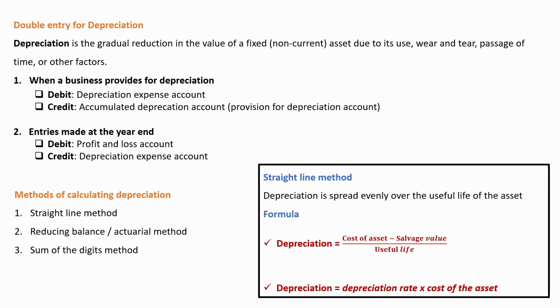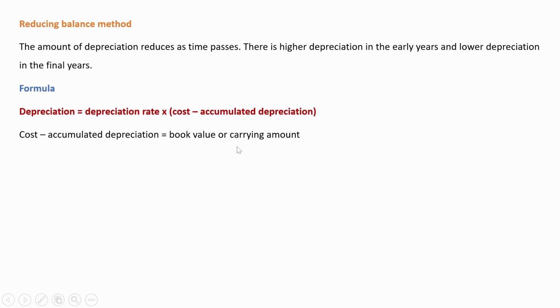If you are given the depreciation rate, but you are not given the useful life, you are not given the salvage value, then you can use the second formula. You just take the depreciation rate and multiply by the cost of the asset. And then the depreciation is going to be constant throughout. So that is how we apply the straight line method, and it is very easy, even compared to the other ones. So let us now look at the next method, which is the reducing balance method.